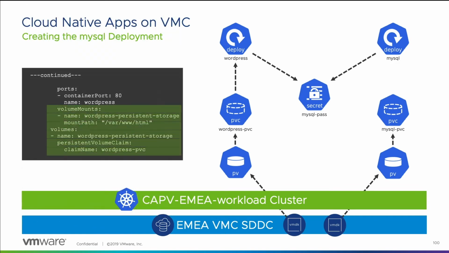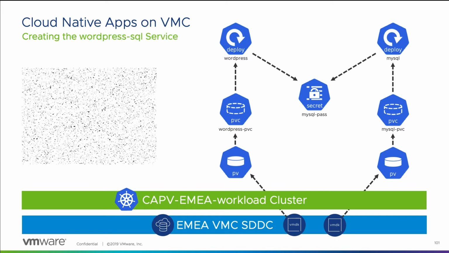Just like the WordPress deployment, we also need to connect the MySQL deployment to its persistent volume claim. So we create a volume mount in the deployment file that references a volume that's tied to the persistent volume claim. So it's a very similar process and requirements for both deployments: to connect and mount the secret as environment variables, as well as mounting the persistent volume claims as volumes within the container.